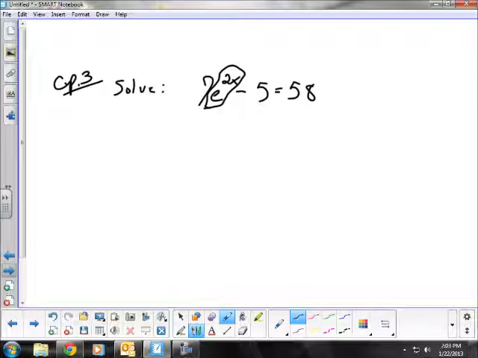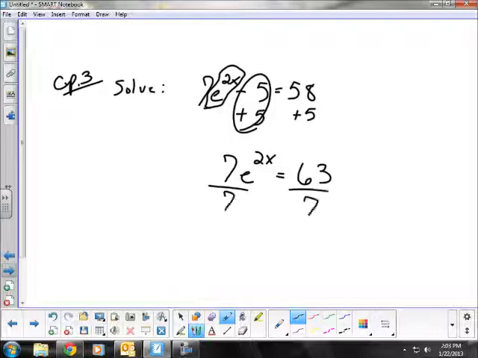Okay, so what's my step number 1 going to be? Add the 5 to both sides. Gives me a zero pair, so this is 7 times e to the 2x is equal to 63. Now I got to divide by the 7. So e to the 2x is equal to 9.